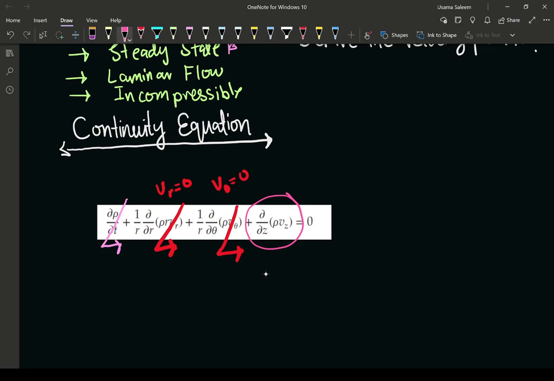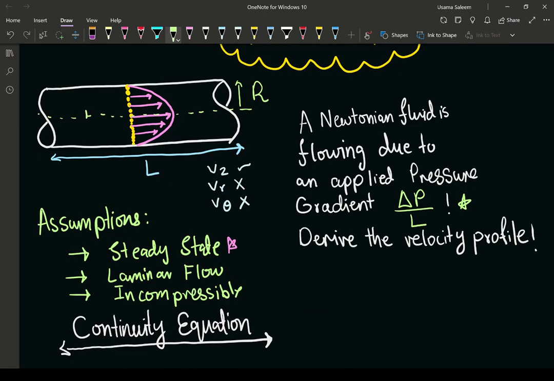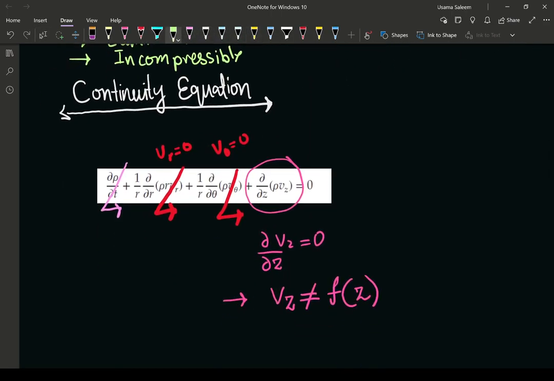Upon simplification, this is what I get. This partial derivative being equal to 0 just means that the velocity in the z direction is not a function of z. Keep that in mind. If I pick the velocity at this point and at this point, I should observe no change because the velocity is not changing in the z direction. Obviously, I'm going to be using this result when I solve the Navier-Stokes equation.